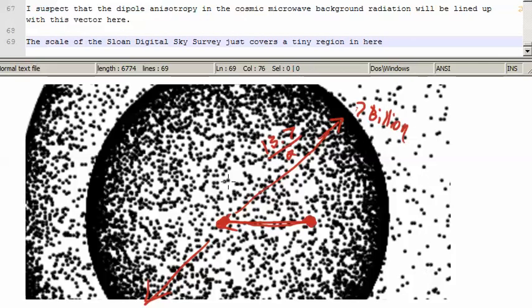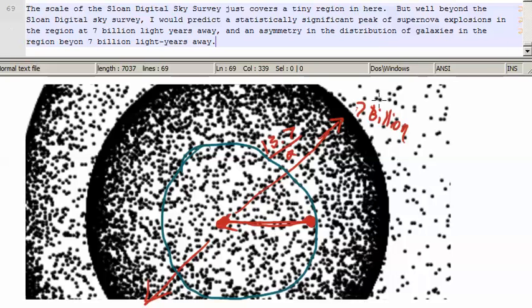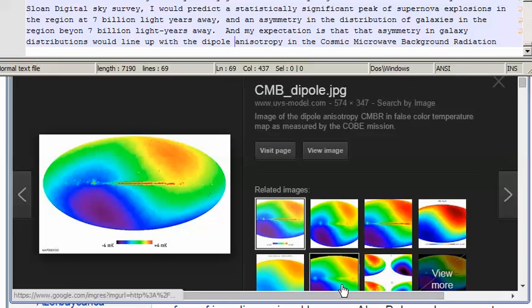The scale of the Sloan Digital Sky Survey covers not really a tiny region, a good portion of this. If this model is correct, then well beyond the Digital Sky Survey, I would predict a statistically significant peak in supernova explosions in the region around 7 billion light-years away, and an asymmetry in the distribution of galaxies in the region beyond 7 billion light-years away. And my expectation is that that asymmetry will line up with the dipole anisotropy of the cosmic microwave background radiation.